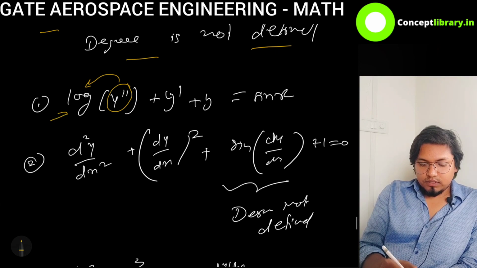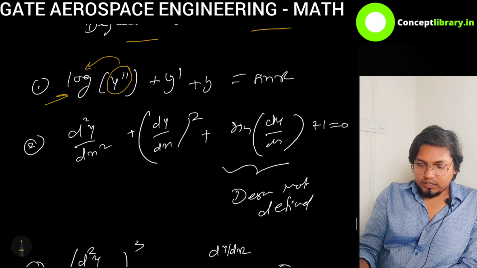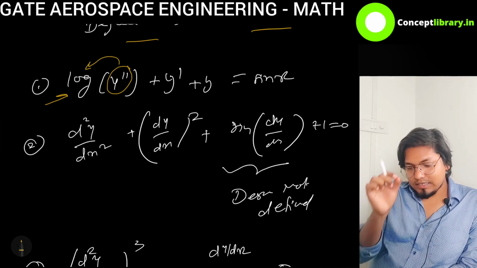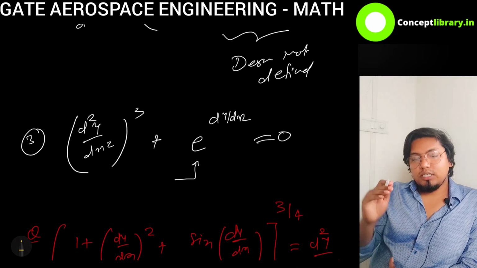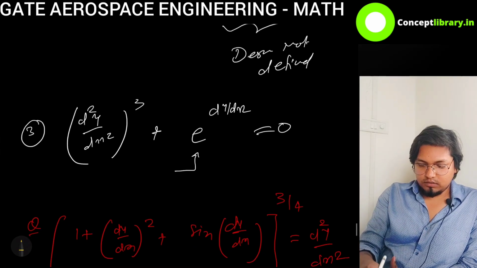So in case of this equation, degree is not defined. Here again degree is not defined because dy by dx comes with sine. Sine of dy by dx, that's why degree is not defined. Now in the third equation you see e power dy by dx is coming, that's why degree is not defined. You can see my screen.